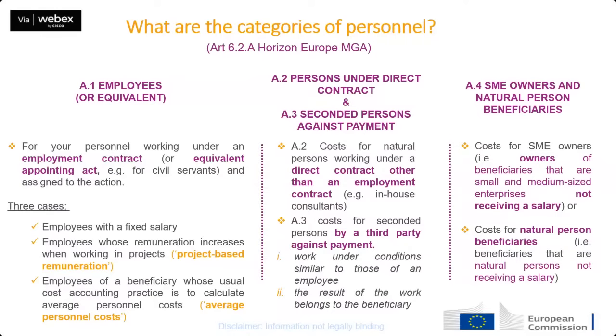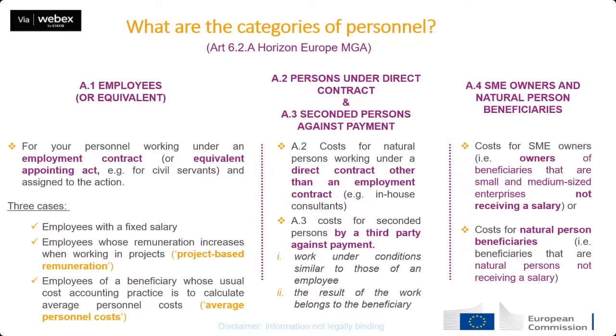So first of all, we have the employees. So it's the personnel who is working for the beneficiary under an employment contract or an equivalent appointed act. There are 3 types of cases in Horizon Europe. Today, due to the time constraint, we are only focusing on the first one, employees with a basic fixed salary.